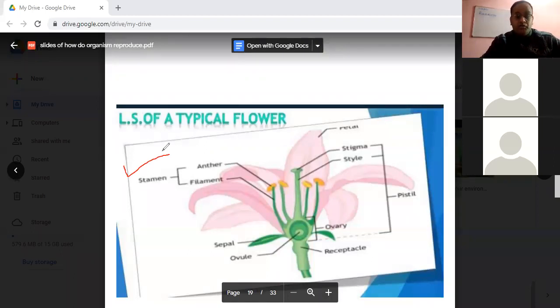Can anyone recall? Though this term is not given in class 10, I still told you in class. Can you tell me what the male reproductive part is called, with one more term?